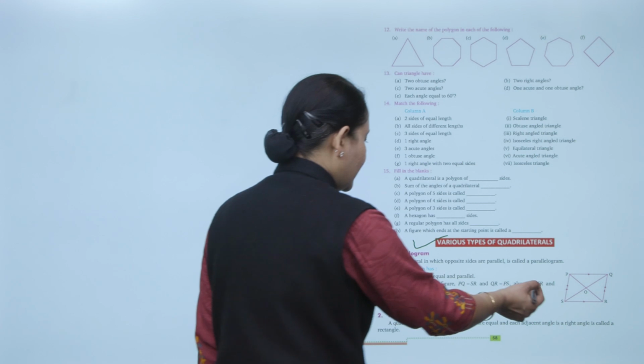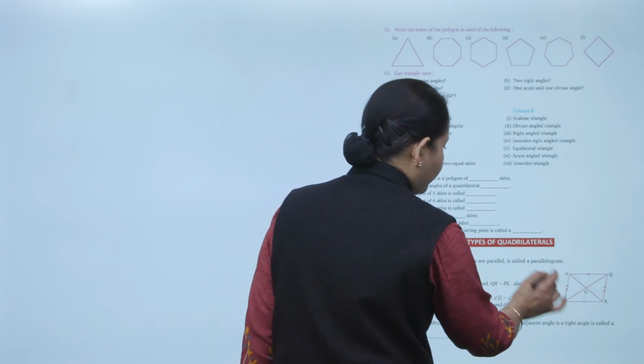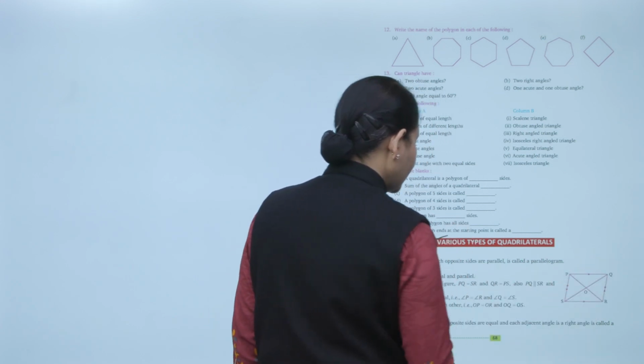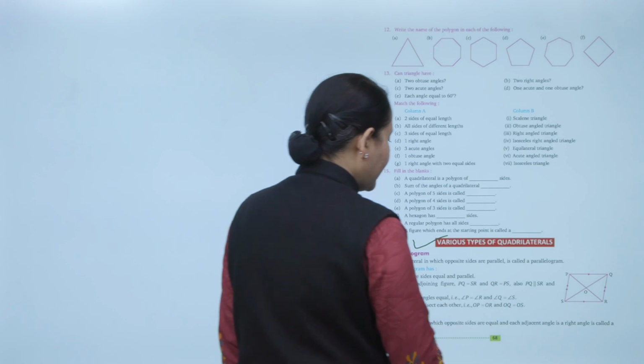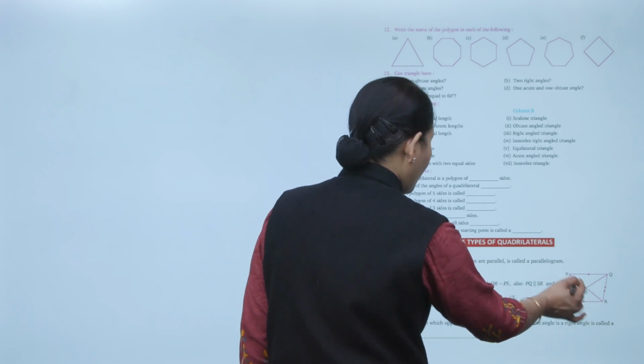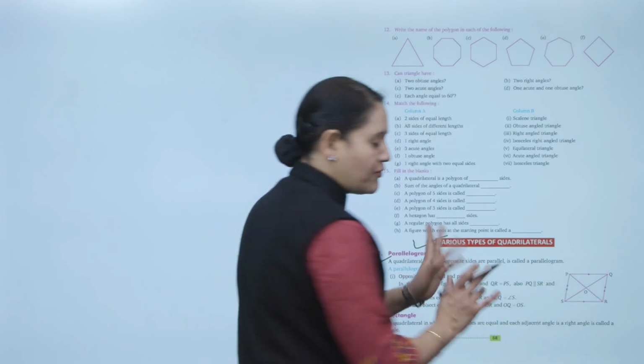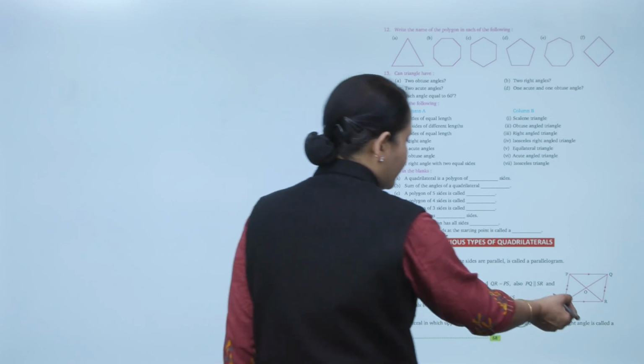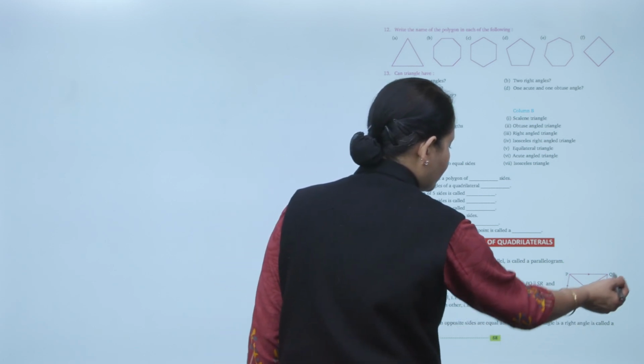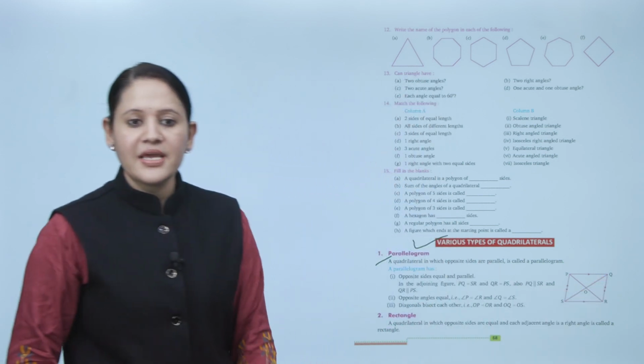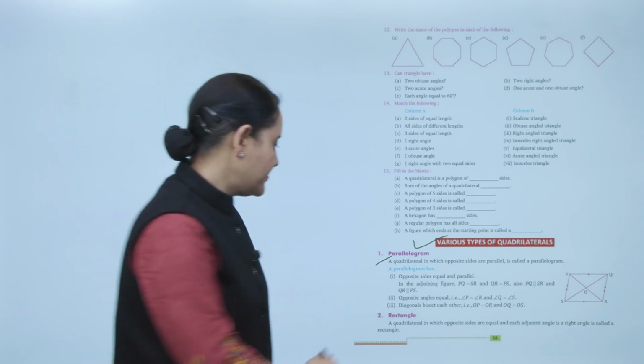Opposite angles are equal, like angle P and R, and S and Q are equal, and diagonals bisect each other. Here PR and QS will bisect each other. That means OP equals OR, the diagonal is divided into two equal parts, and OS equals OQ.